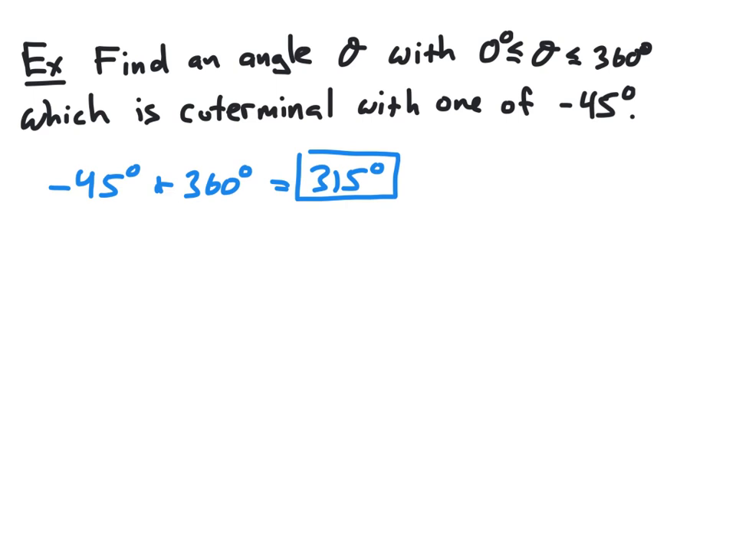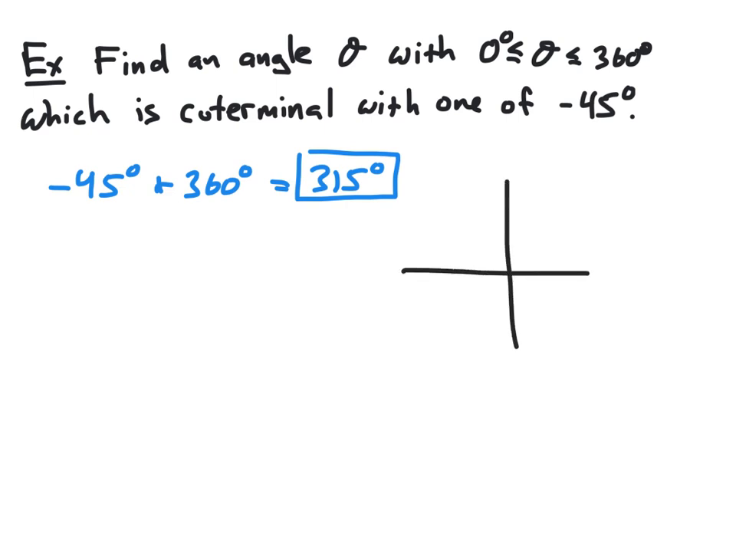While it's not the case here, if this number were still negative, we would then repeat the process. We would add another 360 degrees, and then possibly another 360 and another 360 until we arrive at a positive value that's less than 360 degrees.